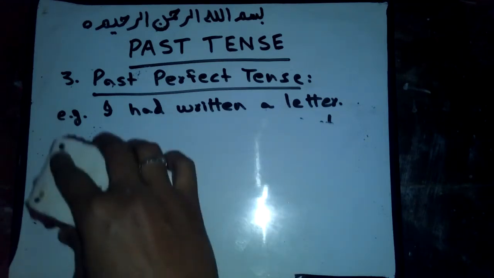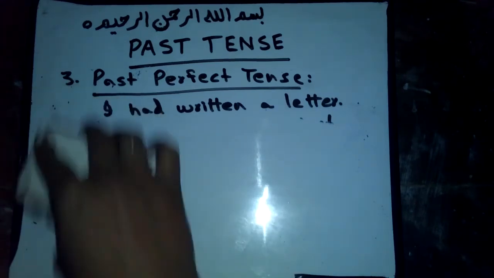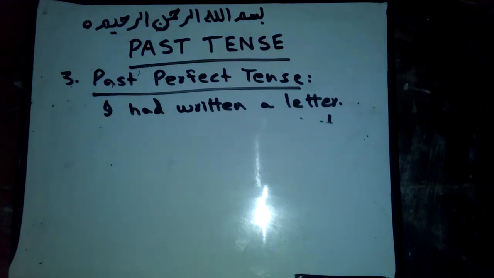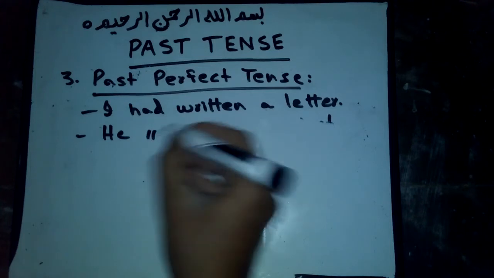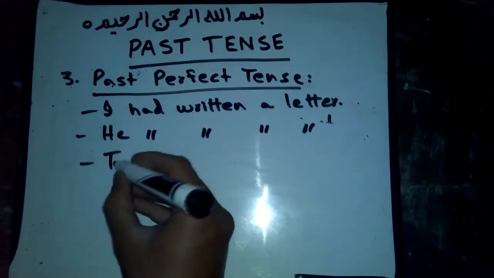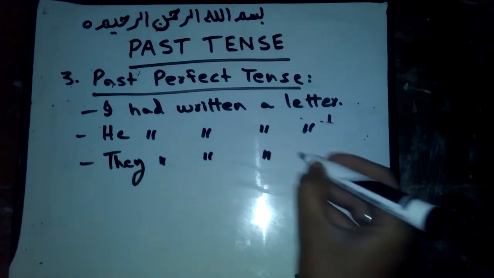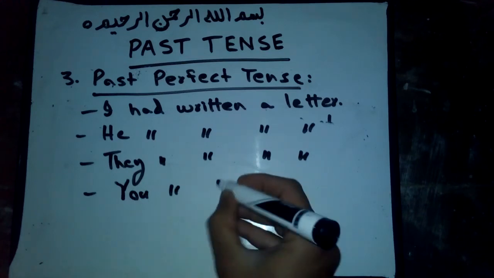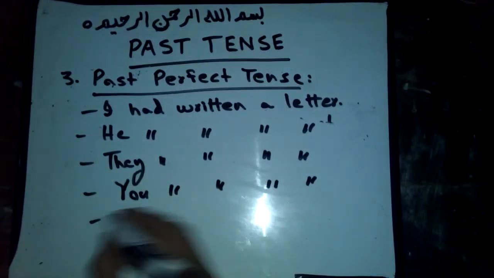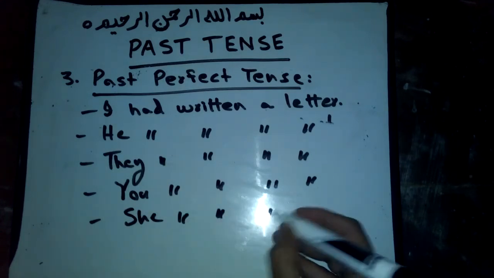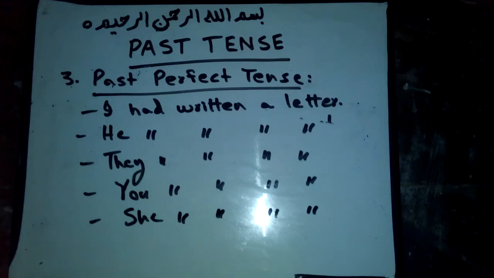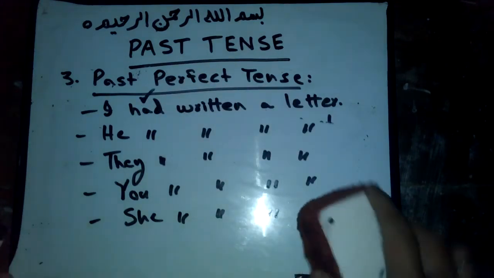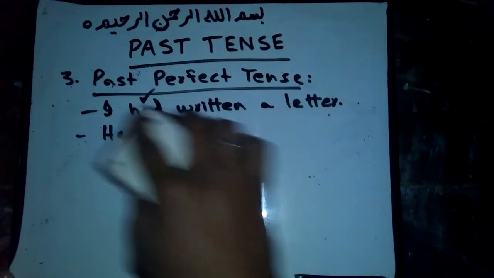Now I will tell you how to use this tense with other pronouns. I had written a letter. He had written a letter. They had written a letter. You had written a letter. She had written a letter. So it is easy that we have to use this had with all the pronouns. So it was the third type. Now the fourth one and the last one.